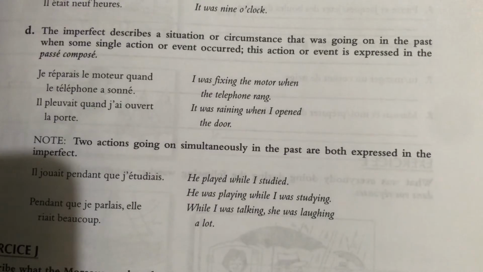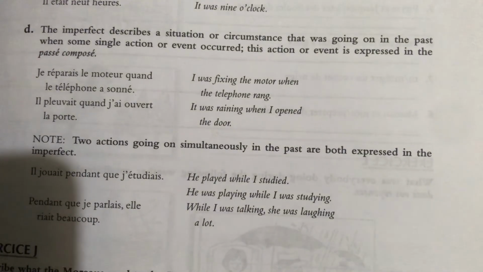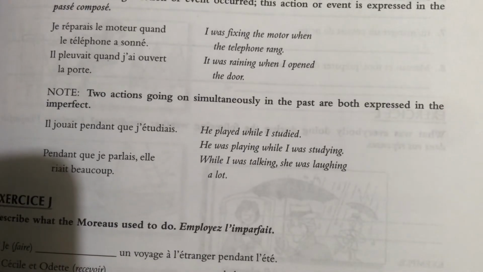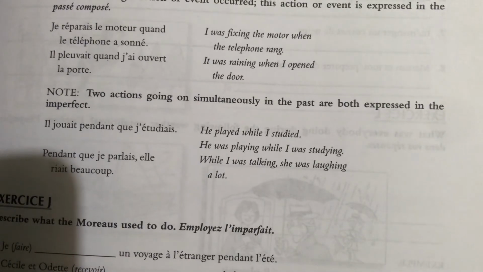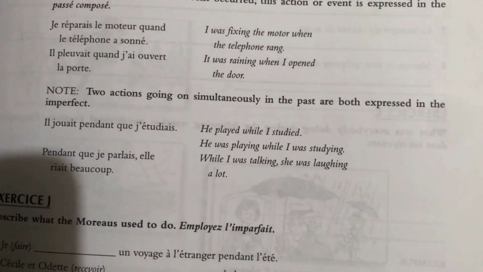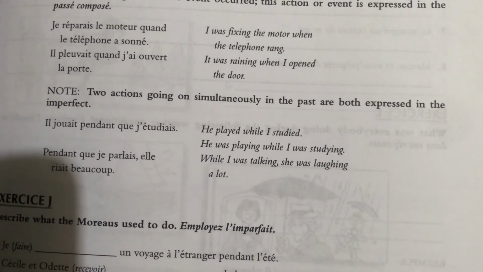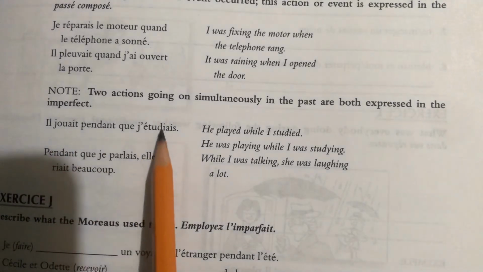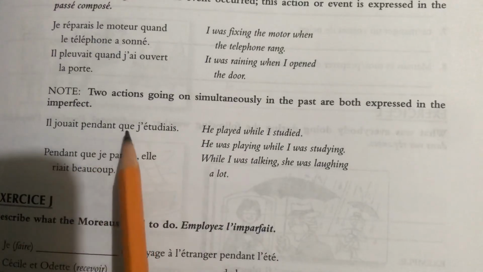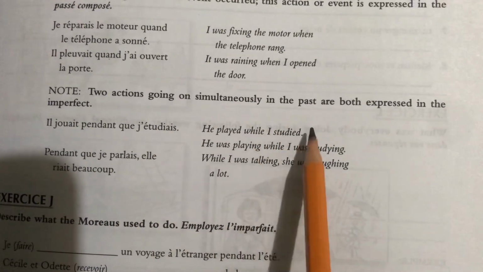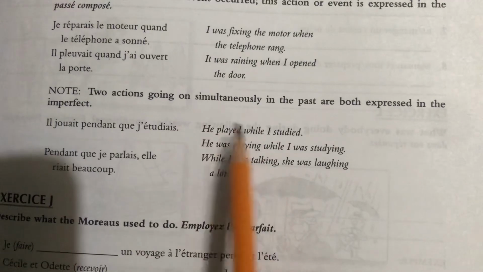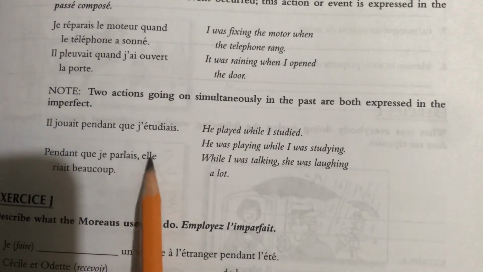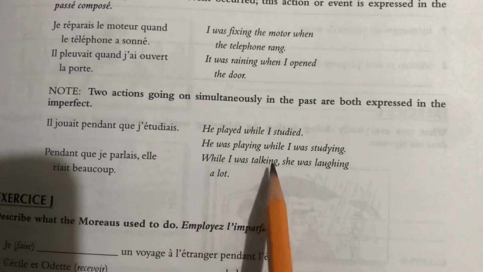All right, next point. Two actions going on simultaneously in the past are both in the imperfect tense. Just like the example I gave you. Il était 9 heures quand j'avais ma classe. It was 9 o'clock when I had my class. All right, so look at their example. Il jouait pendant j'étudiais. All right, so these are both happening at the same time. He played while I studied. Pendant que, right? Pendant que je parlais, elle riait beaucoup. While I was talking, she was laughing.